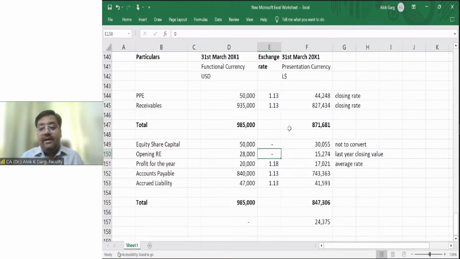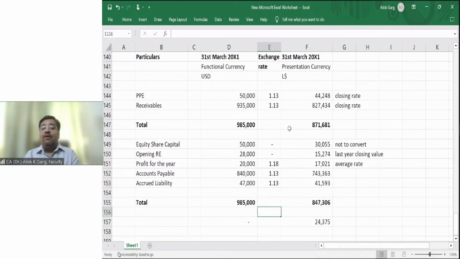The opening retained earning is on the basis of the last year closing rate, right? Then your profit for the year has to be converted at an average rate, which is different from the 1.13 closing value. Other liabilities are at closing value. Since multiple exchange rates are used here, that is why the balance sheet is not tallying.